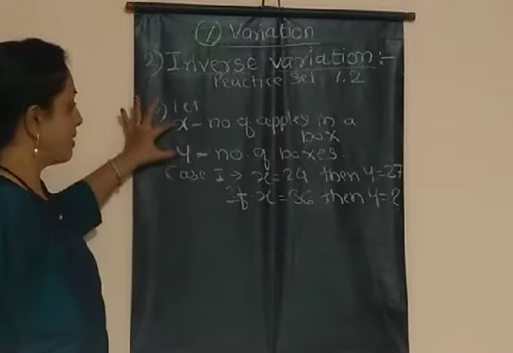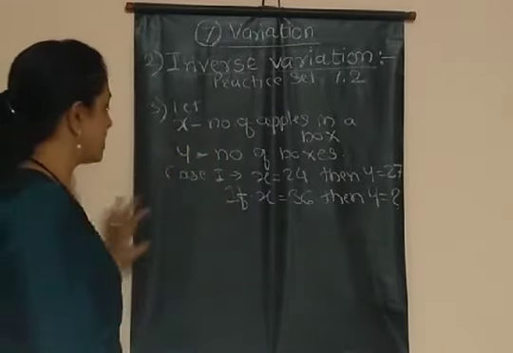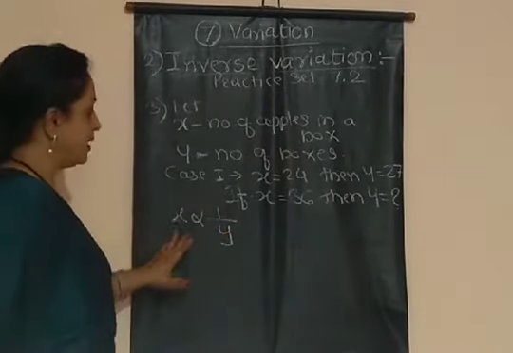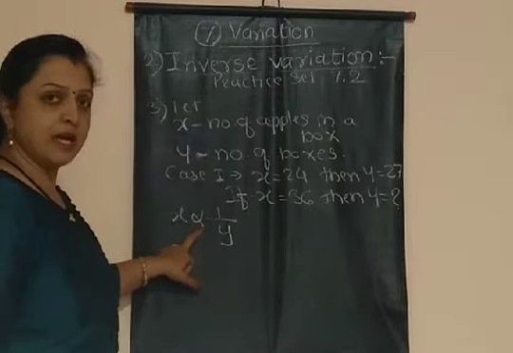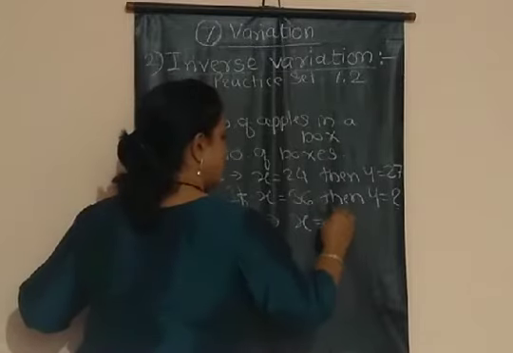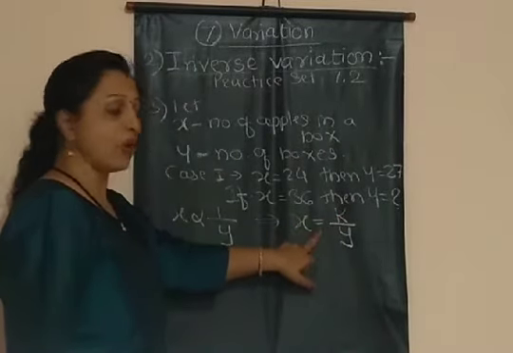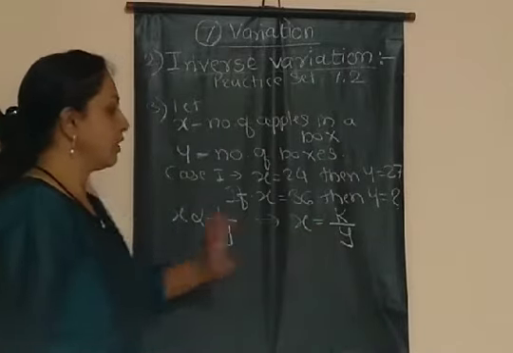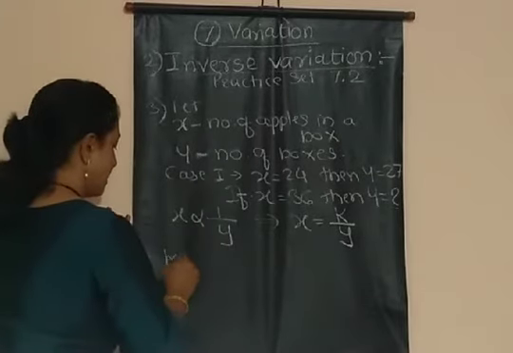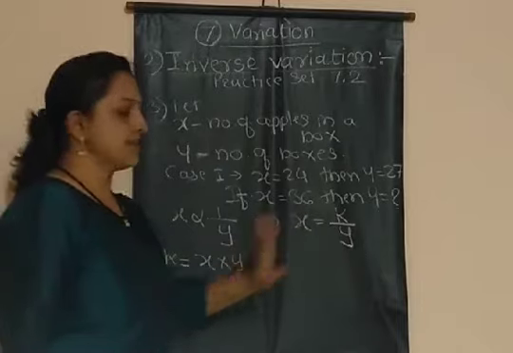Now let's see. We have studied that x is inversely proportional to y. In order to replace this sign by an equal to sign, we have to put some constant. So we can write x is equal to k upon y. We put here some constant k, called the constant of variation. Now bring this y on this side, we get the value of k. So k is equal to x into y, isn't it? x into y is equal to k.